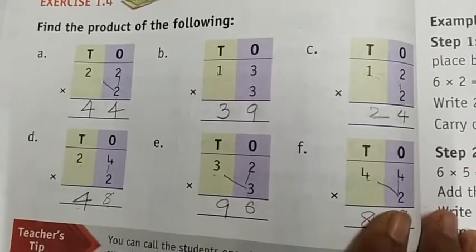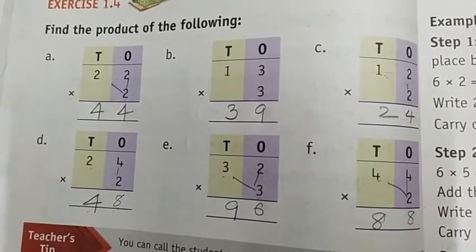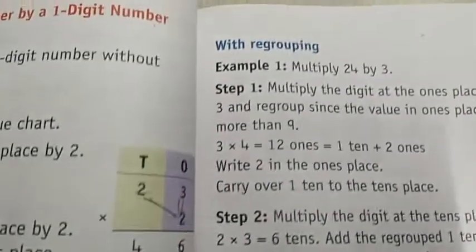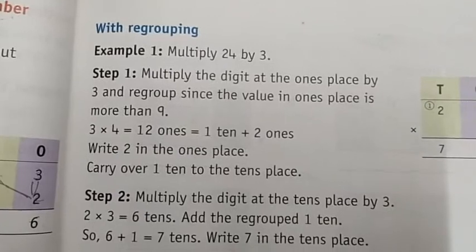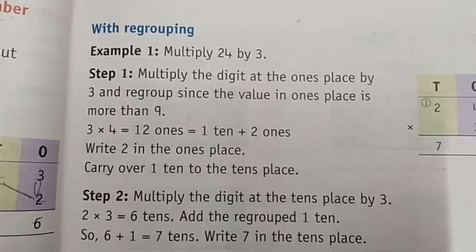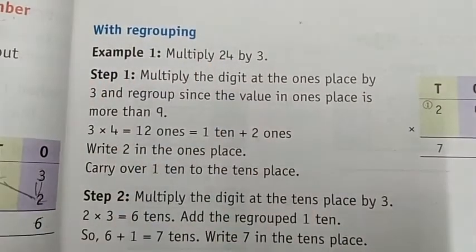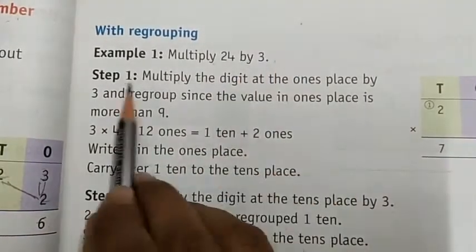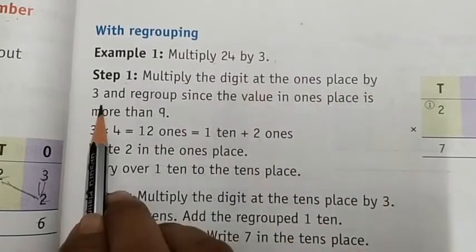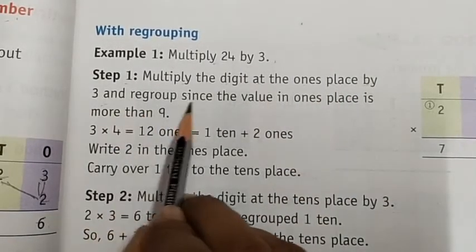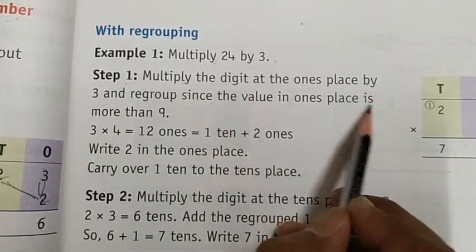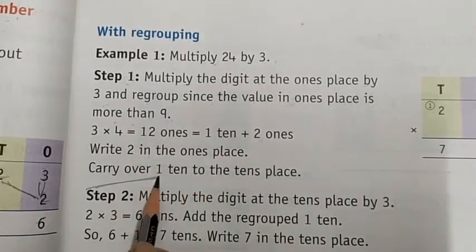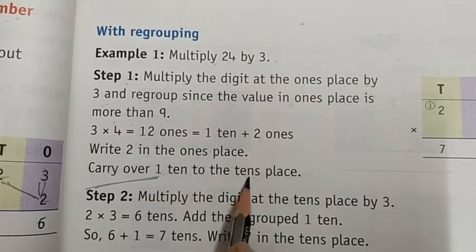Okay. This is how we can multiply a 2 digit number into a 1 digit number without regrouping. Right. Now let's do with regrouping. This is without regrouping and this is with regrouping, means we need to go for the carrying. Example, 24 by 3. Step 1, multiply the digit at the 1's place value by 3, and if the value is more than 9, then you need to go for the carryover. Carry over to the 10's place value chart.